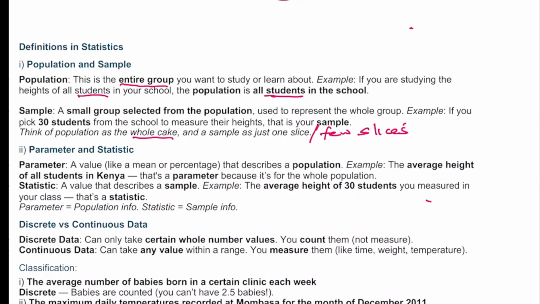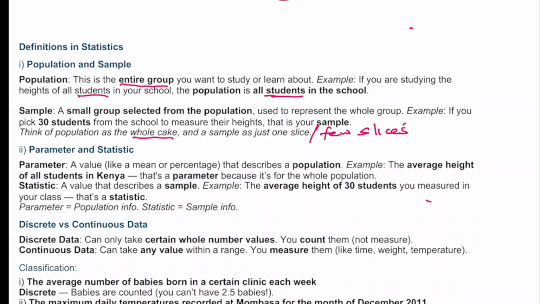So what about statistic? A value that describes a sample. A statistic describes a sample. Example, the average height of 30 students you measured. So each one describes. For parameter, it is more related to a population. For a statistic, it's more related to a sample.